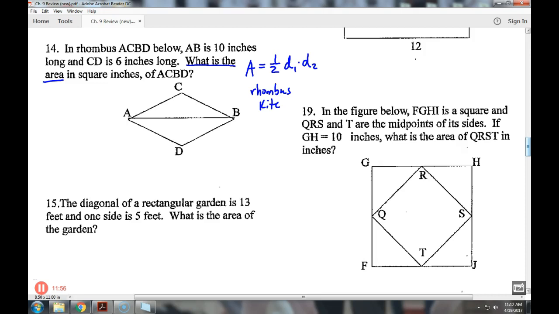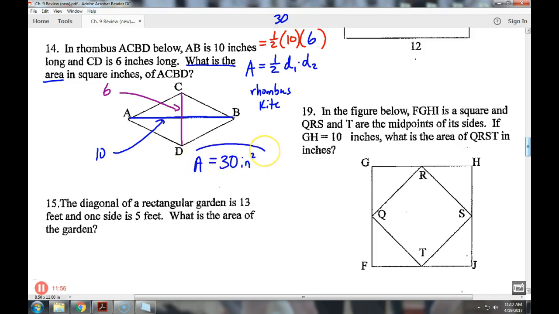So AB is 10. So that makes it kind of nice. Looking at my area formula, I have 1/2 times 10. Now I need to get the other diagonal. So let me draw this other diagonal in here. There's the other diagonal. And it says CD is 6. Alright, well that makes it nice and easy. CD was 6. AB was 10. This one's pretty straightforward. I just stick 6 in here. So 1/2, 10 times 6, that comes out to be 30. So the area is 30 square inches.